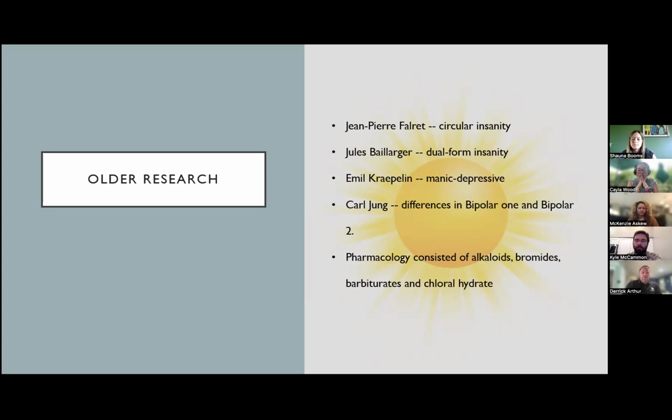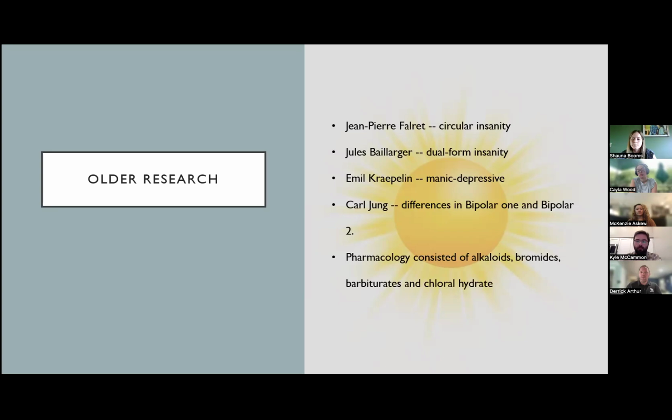But then Carl Jung was real big on making the last stages of diagnosis through research. And this is what Kyle was speaking about earlier, bipolar 1 and bipolar 2, being able to differentiate the levels of the bipolar and what dictates those differences.